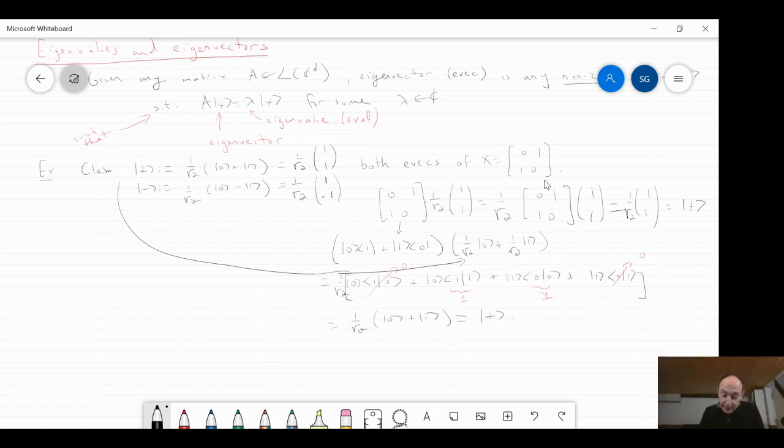So these are the two eigenvectors, and what we've shown is that X times plus equals plus. So the eigenvector is plus, and 1 is the eigenvalue. Nothing happened. And I won't do it explicitly, but you can do the same thing, just multiply them out, and you'll see that minus is an eigenvector with eigenvalue -1.